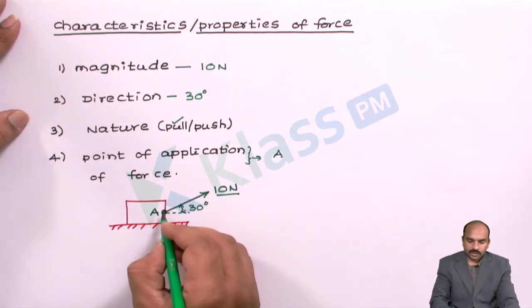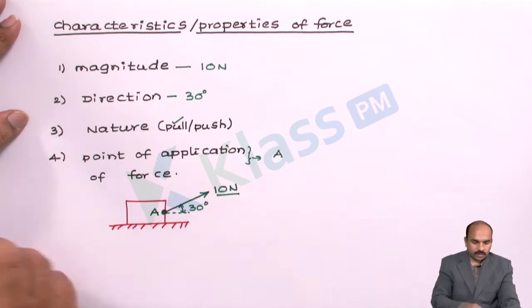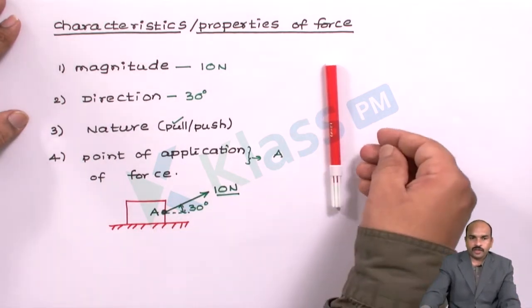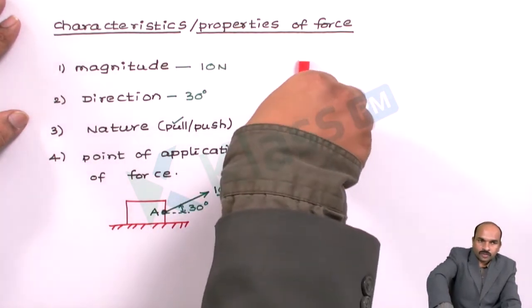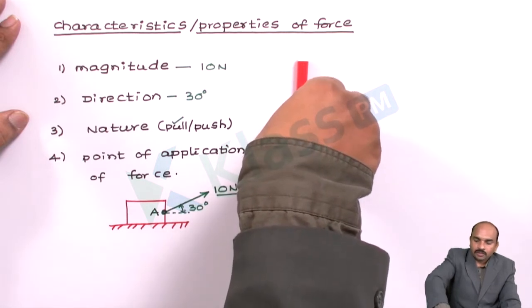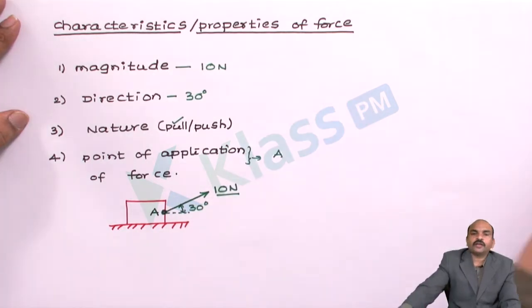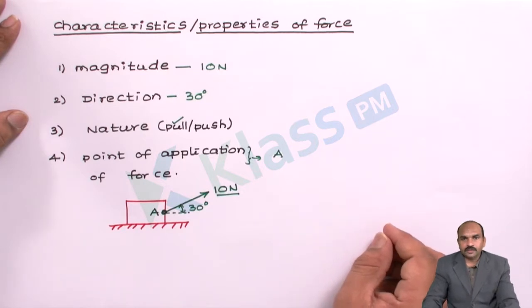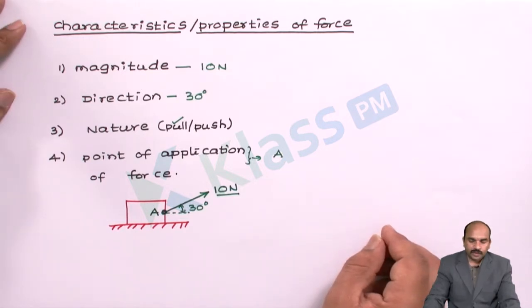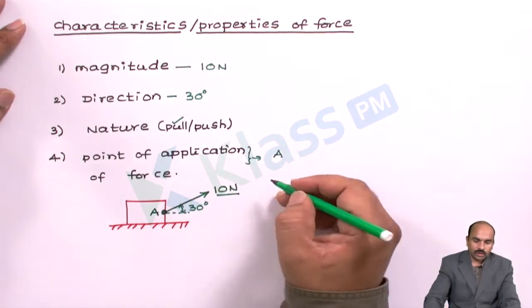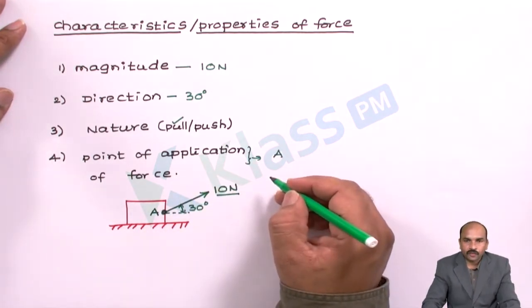Why I am talking about this point A is, if you take an object and I apply force in this direction, the body is moving, but when I apply force downward like this, the body is not moving. When we apply the force at different angles and at different points, the effect of that force will be different. These are the four properties a single force has.